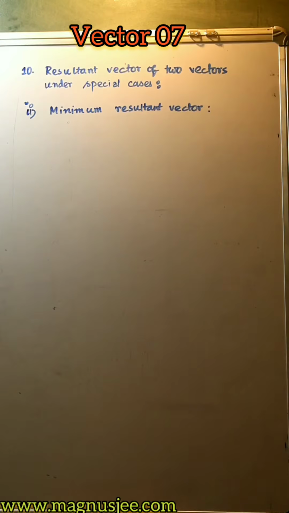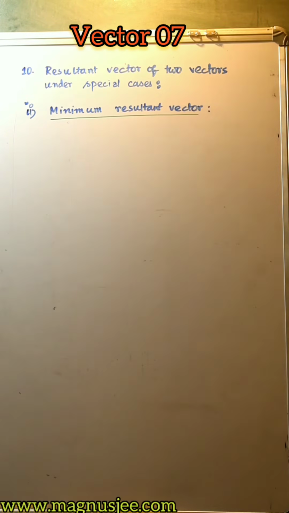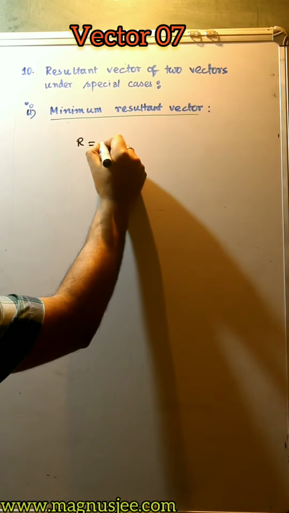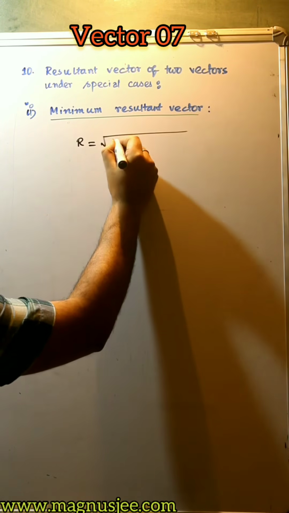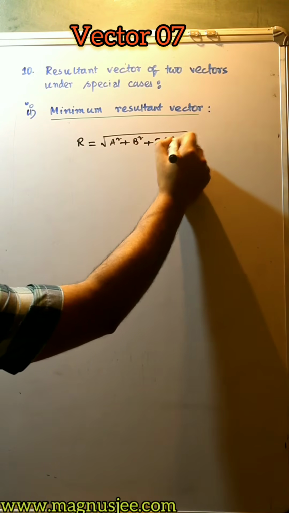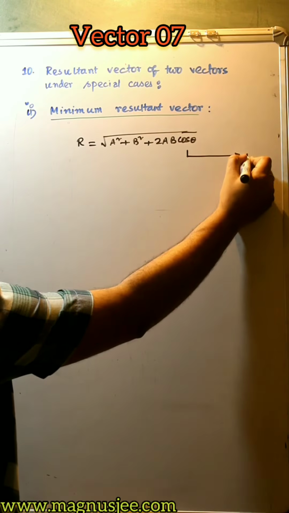Number 2, minimum resultant vector. We have to find the expression of minimum resultant vector. First, we can write down the expression of magnitude of resultant vector of two vectors A and B acting at an angle theta. R equals root over A square plus B square plus 2AB cos theta. Equation 1.